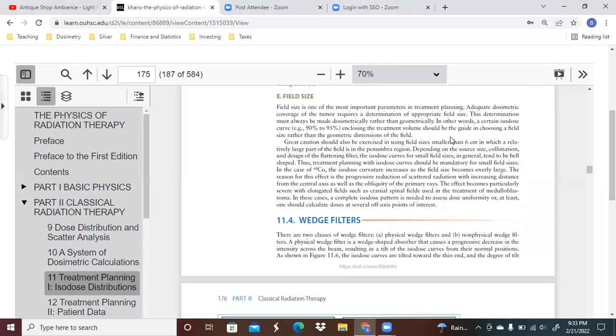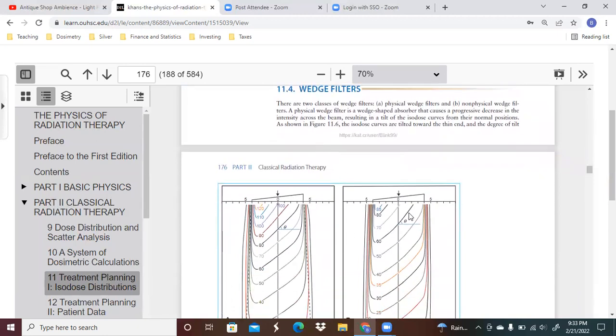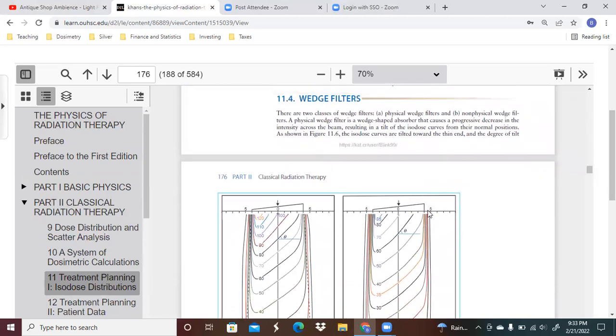If you're using a field smaller than 6 cm where a relatively large part of the field is in the penumbra region, you can start to have issues regarding underdosing. The isodose curves for small field sizes tend to be bell-shaped. So treatment planning with isodose curves should be mandatory for small field sizes. We don't ever use Cobalt 60, so we're not going to worry about that. Wedges. We don't need those stinking wedges.